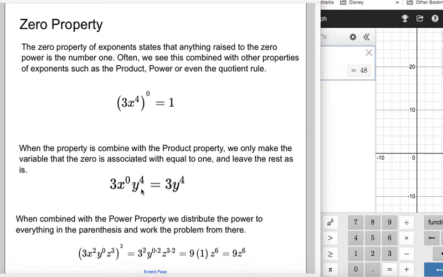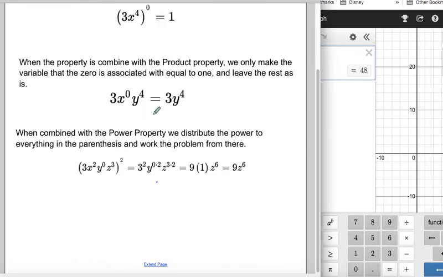The second sample here, we have a little bit more going on. We have a 3 out front, then we have an x to the 0 and a y to the 4th. So here, the 0 power is only applied on the x. And so that means that this portion of this example is equal to the number 1. So we're really looking at 3 times 1 and then y to the 4th. And 3 times 1 is 3. And so you're getting 3y to the 4th there.